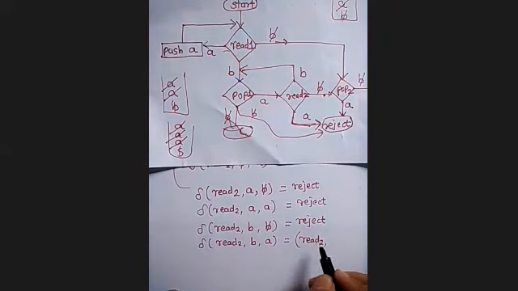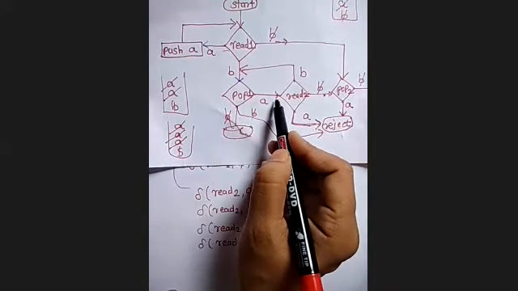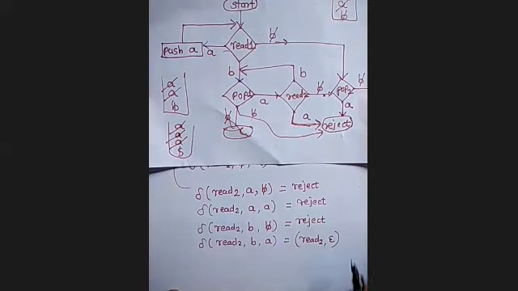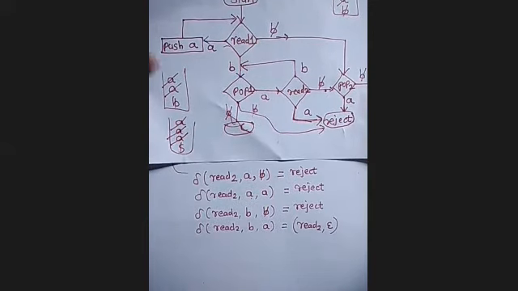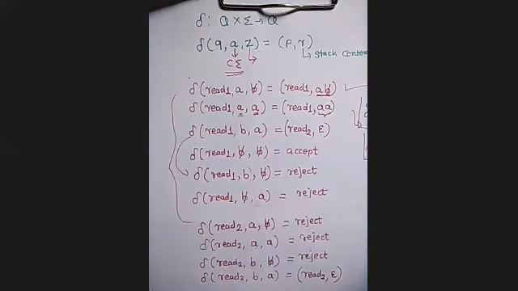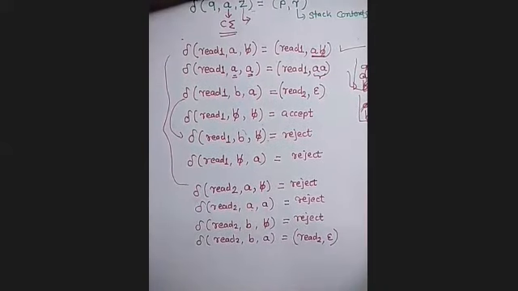Read one, read two. Next state is read to. For this B, this A is popped from the stack, no? Read to B, A is popped from the stack. So you show it as epsilon, correct? Read to epsilon. How many equations do we have to find for read to also? Six, just as we found here for read one. So which possibilities are remaining now?